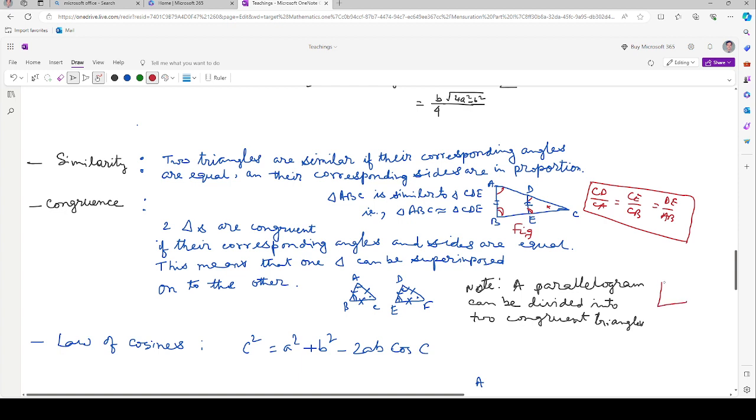A parallelogram. This is the diagonal of a parallelogram. Triangle ABD is congruent to triangle BCD, because if we fold this part onto triangle ABD, then they will be superimposed on each other. So triangle ABD and triangle BCD are congruent.